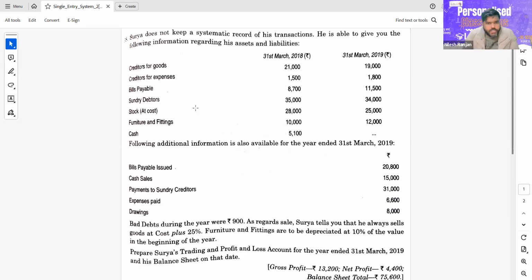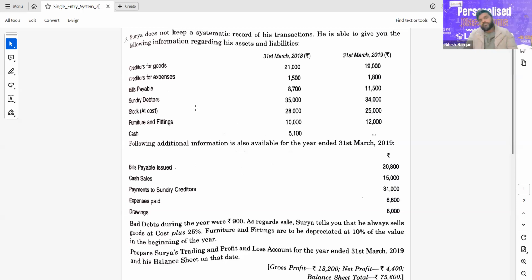Leave the amount and read all other things. Bad debts during the year were ₹900. As regards sales, Surya tells you that he always sells goods at cost less 25%. Furniture and fittings are to be depreciated at 10% of the value at the beginning of the year. Prepare Surya's trading and profit and loss account for the year ended 31st March 2019 and his balance sheet on that date.